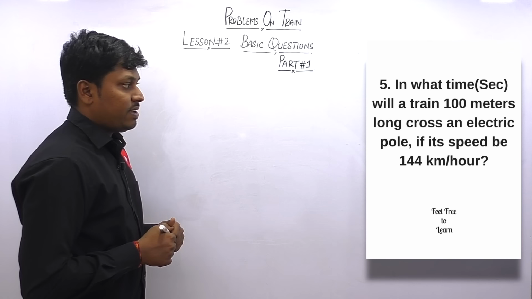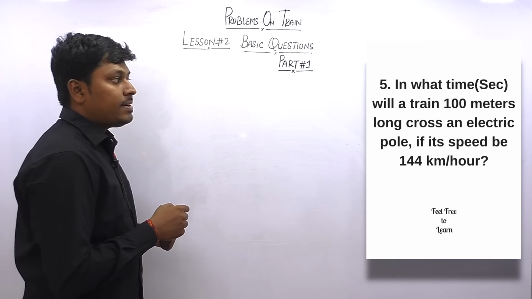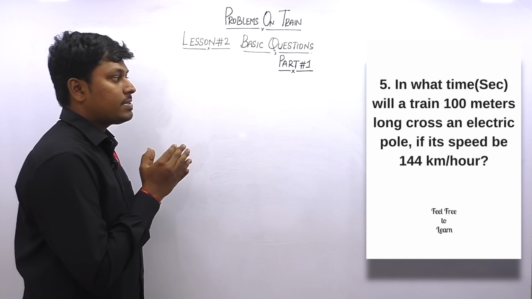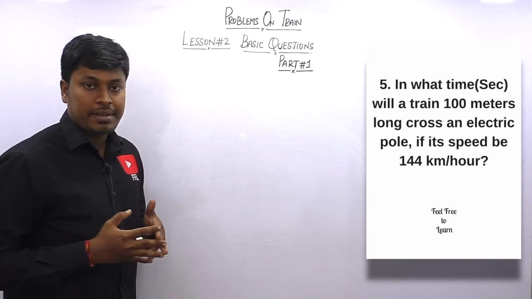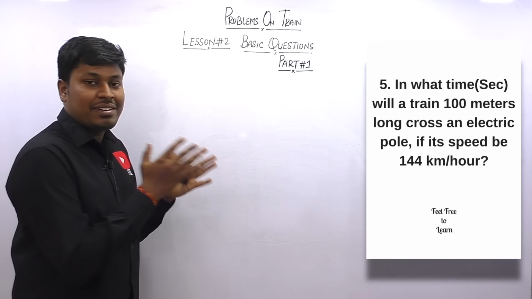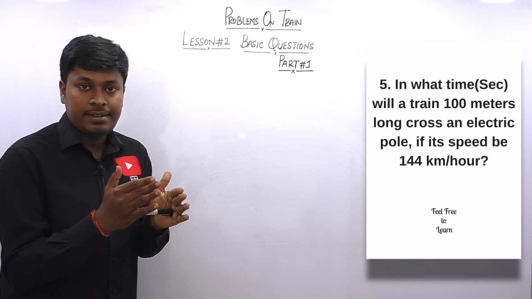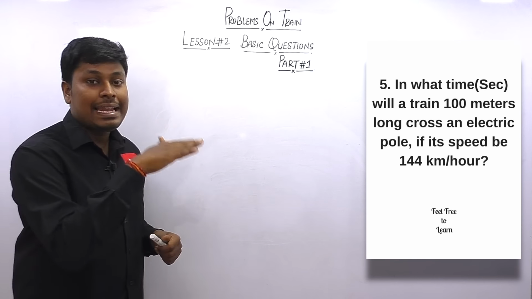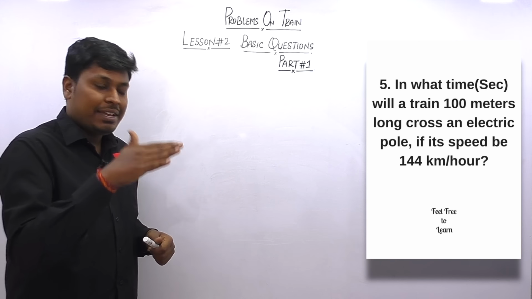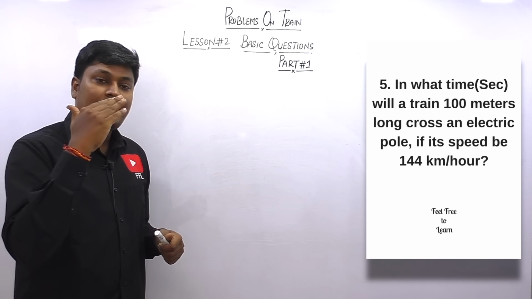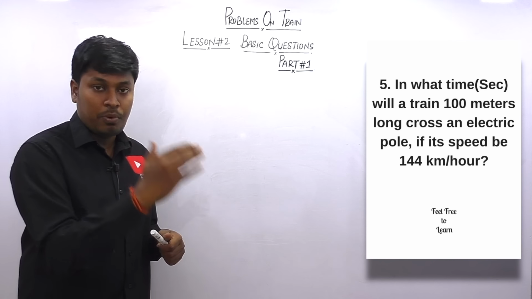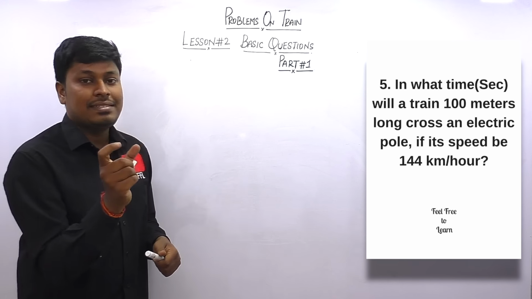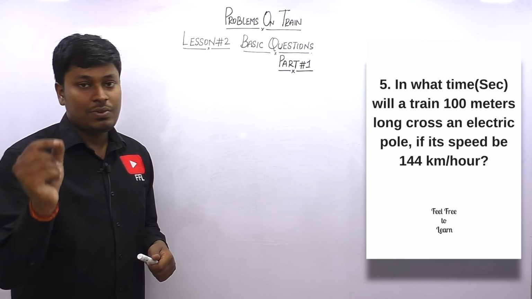Question number 5. In what time will a train 100 meter long cross an electric post if the speed be 145 km per hour? So similar to the previous question, our target is to find the time taken by the train to cross an electric post, right? So remember that if a train crosses an electric post, or a standing man, or a pole, whatever be, then the distance traveled by the train is equal to length of the train.